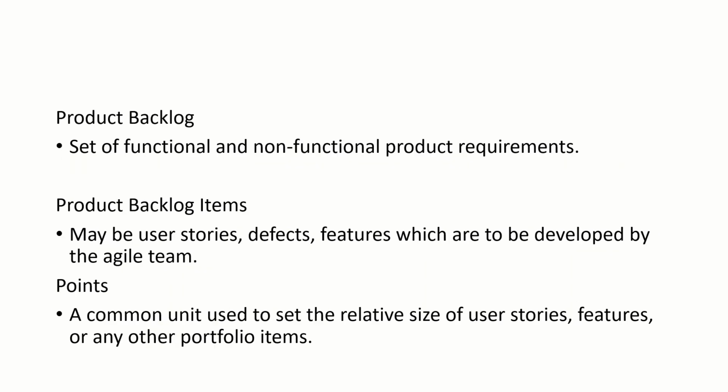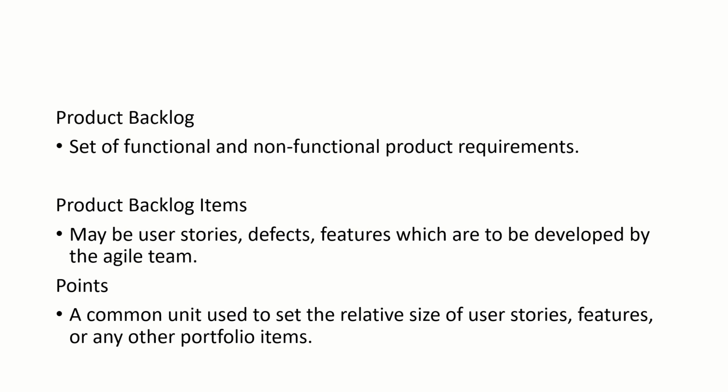Now coming to the next, what is the product backlog? The set of functional and non-functional product requirements. Product backlog items may be user stories, defects, or features which are to be developed by the agile team. So it is a user story or a defect that is put into the backlog and can be worked upon in the coming sprints, in the future sprints you can say.